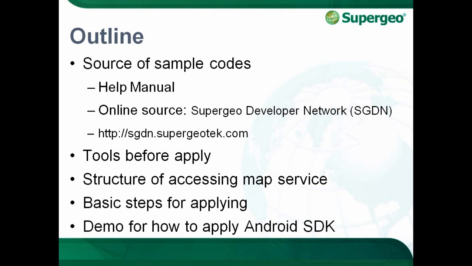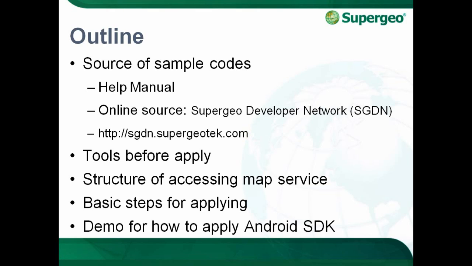First of all, I will introduce the sources of the sample codes. You will find the sample code in our help menu, and you can also find the sample code online. It's in our SuperGIS Developer Network, we call it SGDN. It's just simple. Just type sgdn.supergeotech.com. You can search for the sample codes for the Android SDK.